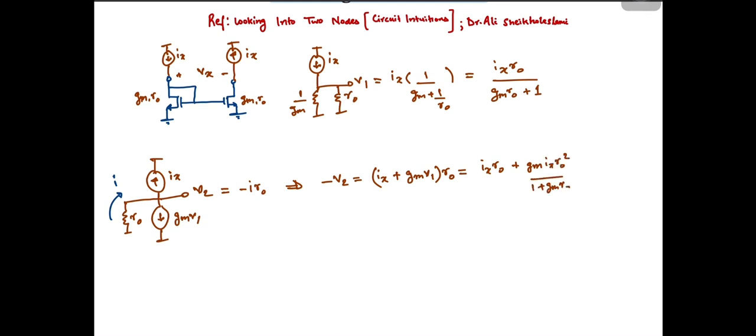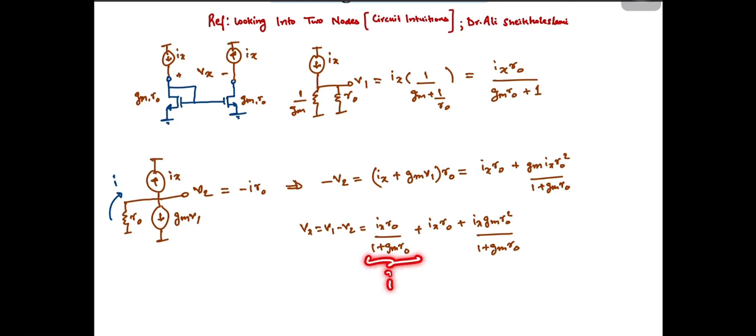Now let's calculate the difference of the two voltages V1 and V2. So Vx will turn out to be Ix R0 by Gm R0 plus 1, plus Ix R0 plus Gm Ix R0 square upon 1 plus Gm R0. We can recognize that the first and the third term can be added to yield Ix R0. So 1 plus Gm R0 cancels in both of them, and thus we are left with Ix R0 plus Ix R0, which is 2 Ix R0.